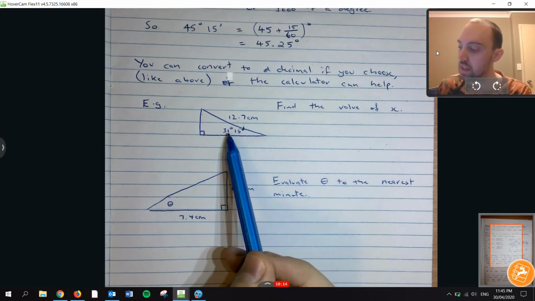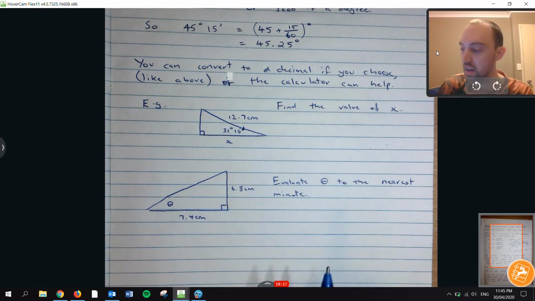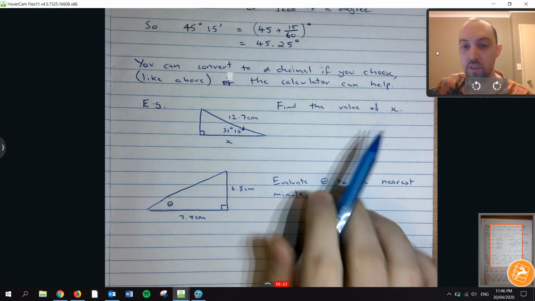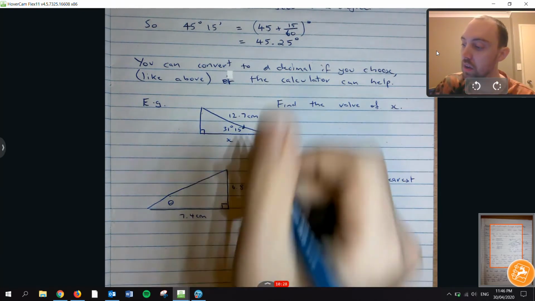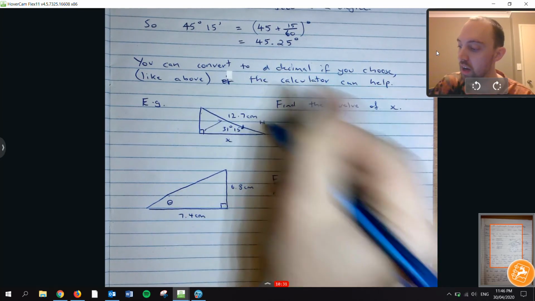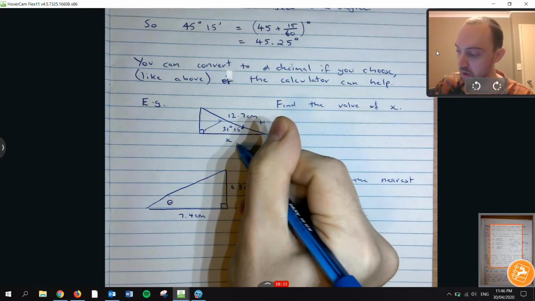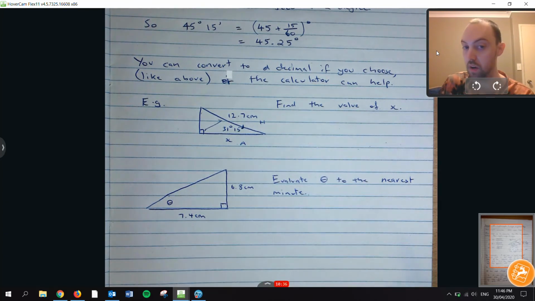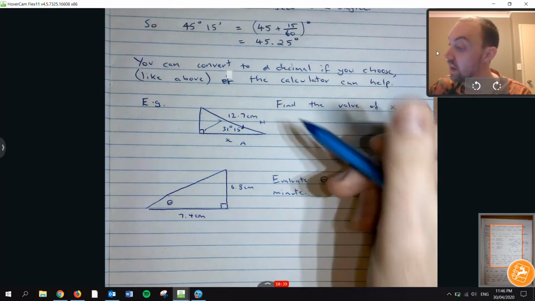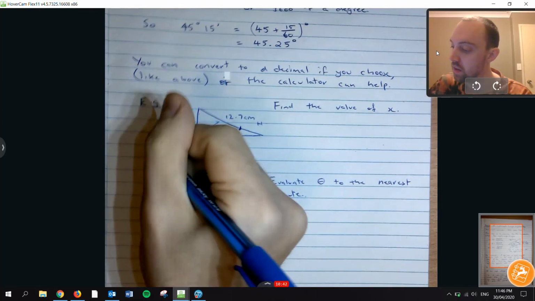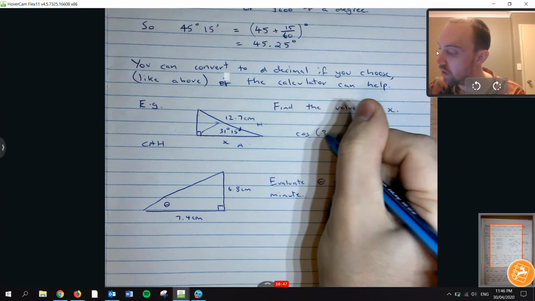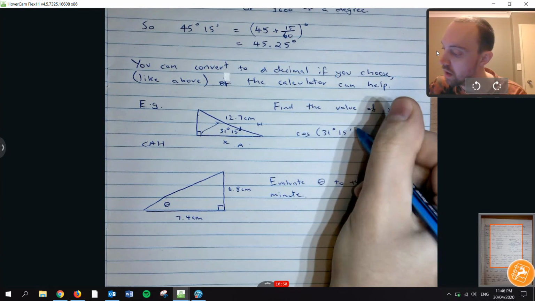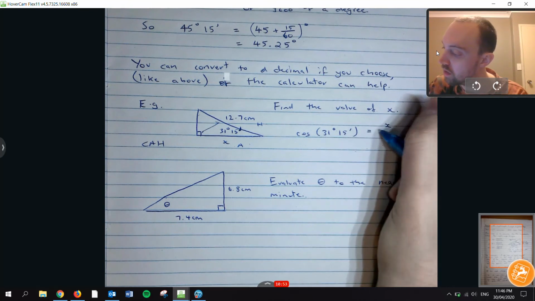You can use the degrees and minutes if you can type it into your calculator instead of converting it to a decimal first, which is what we'll try and do. So the first example is we're trying to find the value of x. First thing we need to do, what ratio are we going to be using? Well, opposite the 90-degree angle is our hypotenuse, and we've got the adjacent side. So we have to use CAH, which is cosine. So cosine of 31 degrees and 15 minutes is equal to x over 12.7.